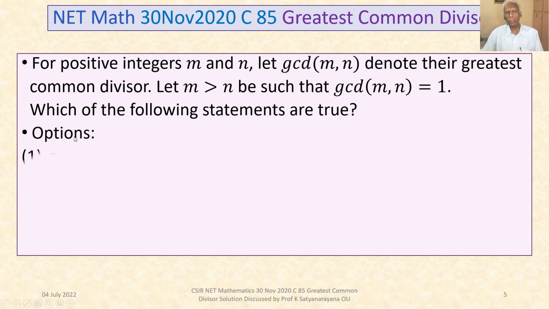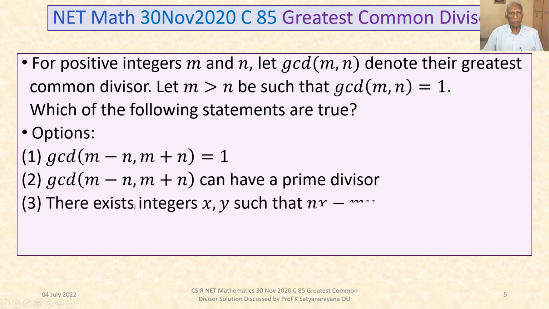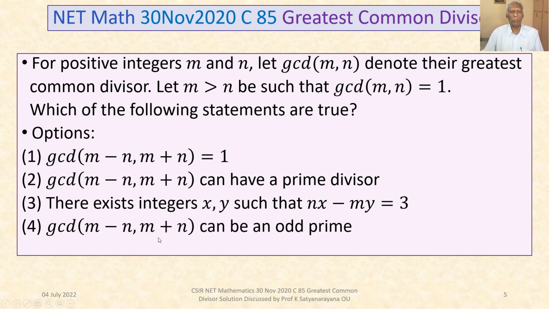We are given 4 options. Option 1, the GCD of m minus n, m plus n is equal to 1. Option 2, the GCD of m minus n, m plus n can have a prime divisor. Option 3, there exist integers x, y such that nx minus my is equal to 3. Option 4, the GCD of m minus n, m plus n can be an odd prime.